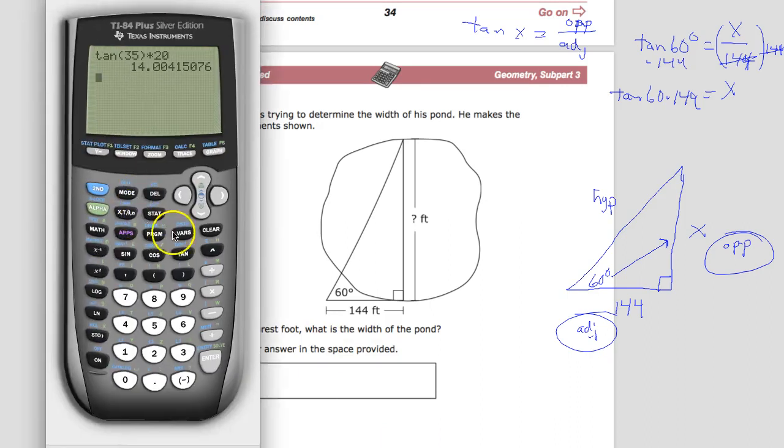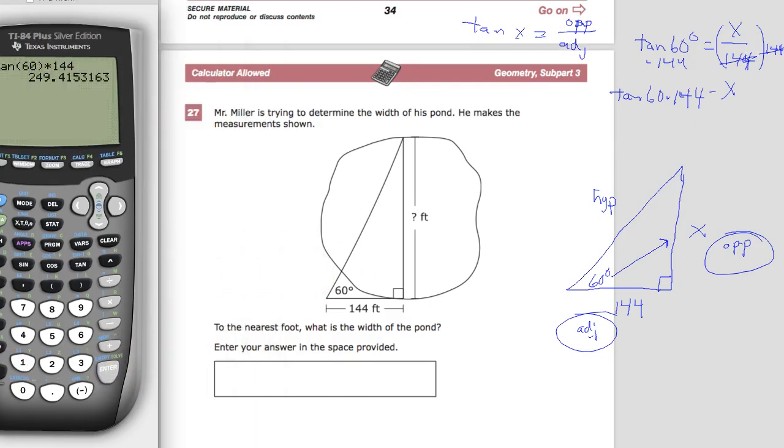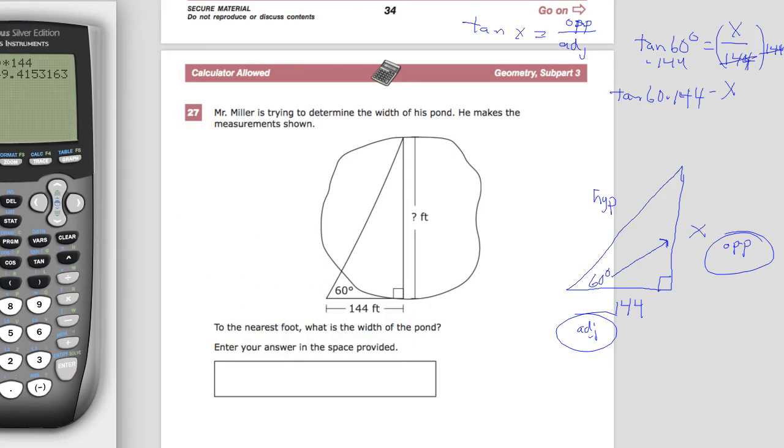So here's mine. I'm going to go into mode and make sure this is set for degrees, because they're not giving it to me in radians. I don't need that information. So tangent 60 times 144. This is not much better, but oh well. It's as good as it's going to get for right now. 249.41, and they want to know the answer to the nearest foot. So we will put 249, and we will be done.